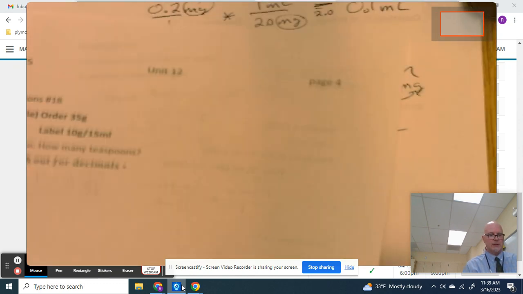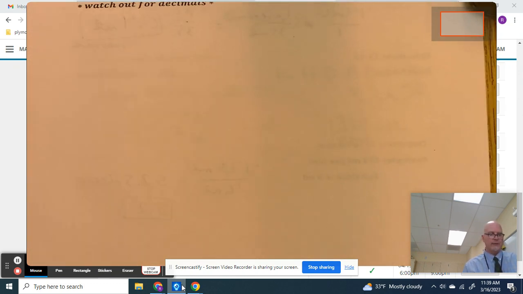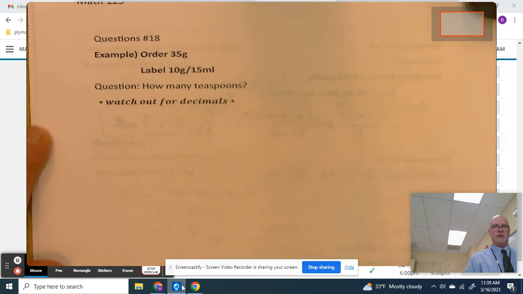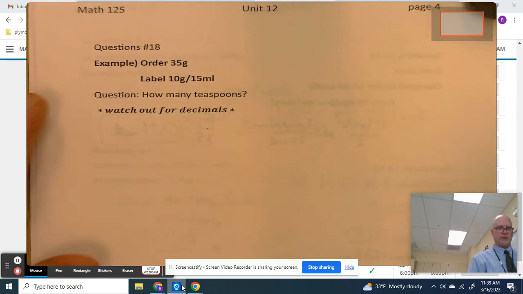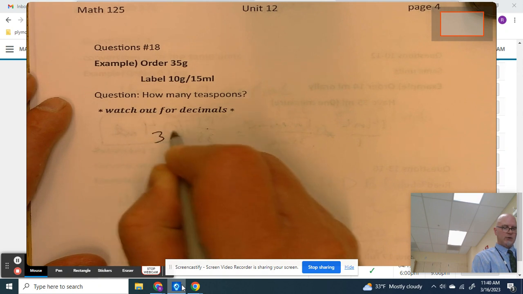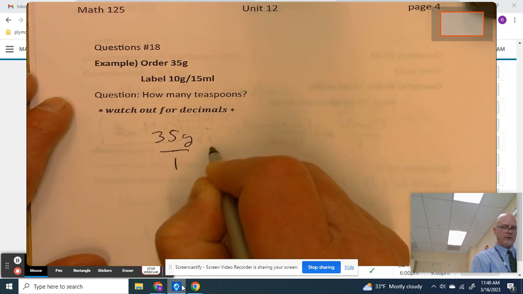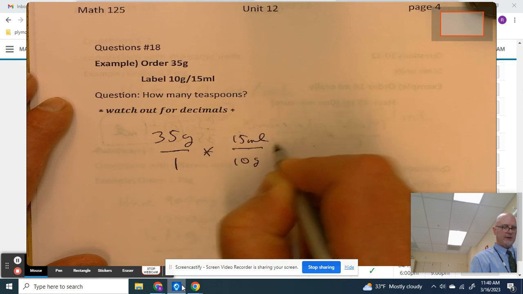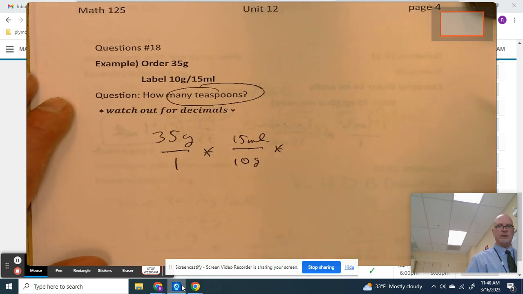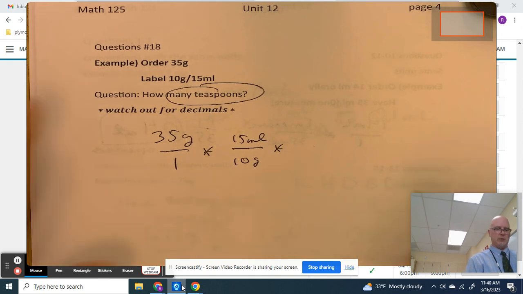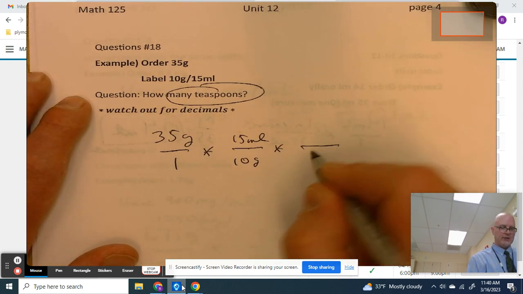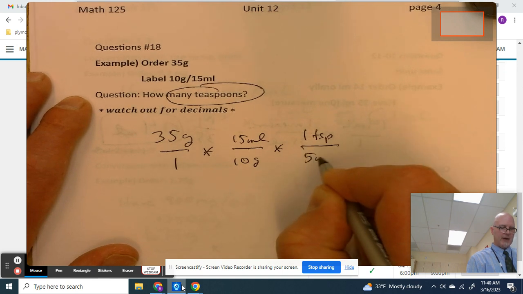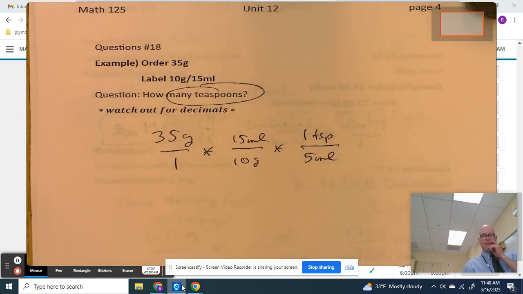We have one more page left in Unit 12. And Unit 12 asks something here as one of our last questions, question 18. Our doctor's order of 35 grams comes first. We put 10 grams for every 15 mLs here. And then watch what the question is asking for. It's asking for teaspoons. So looking at your fact sheet, 1 teaspoon is equal to 5 mLs.